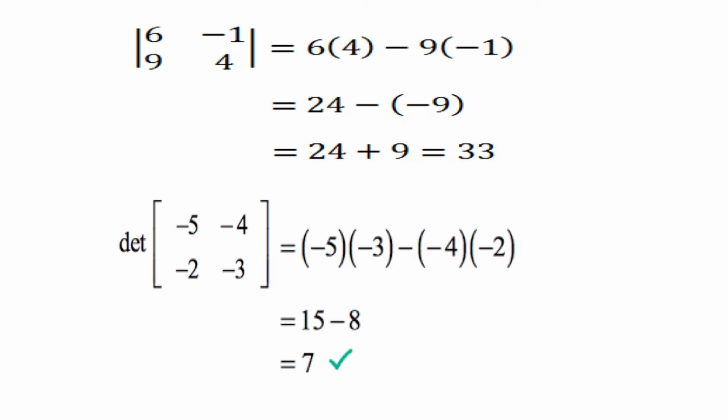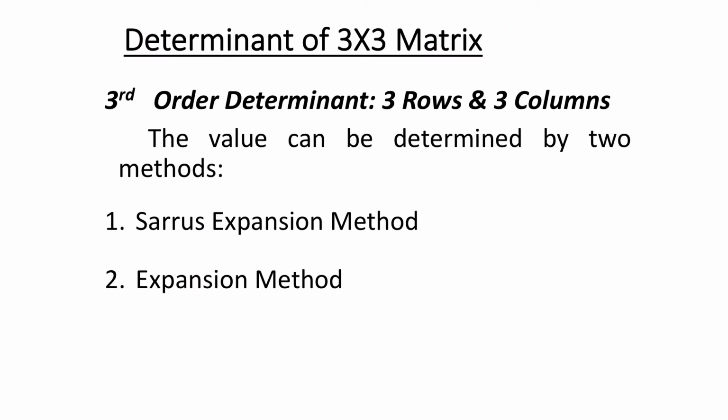You just have to cross multiply the diagonal elements. So the answer is 7, right? Now, next, how do we find out the determinant of a matrix of order 3? Order 3 means there are 3 rows and 3 columns, right?